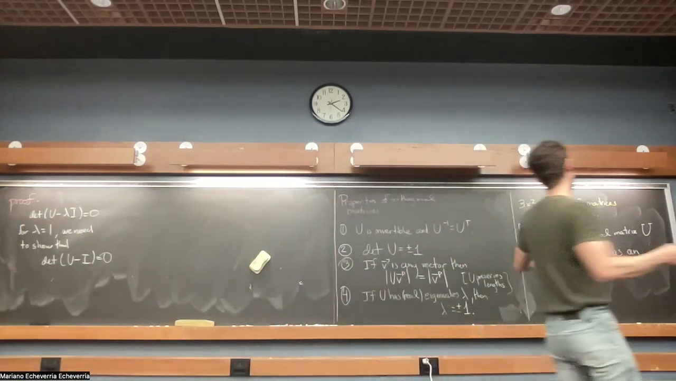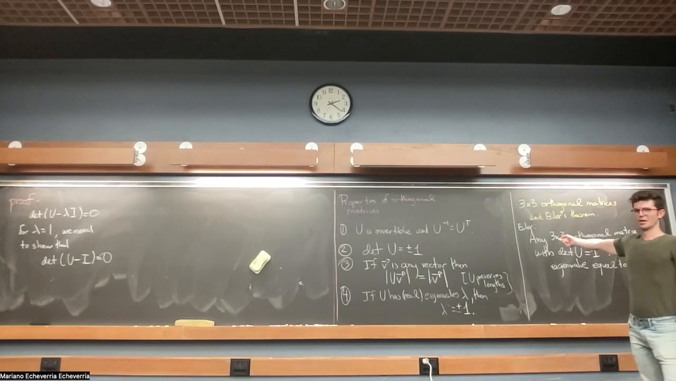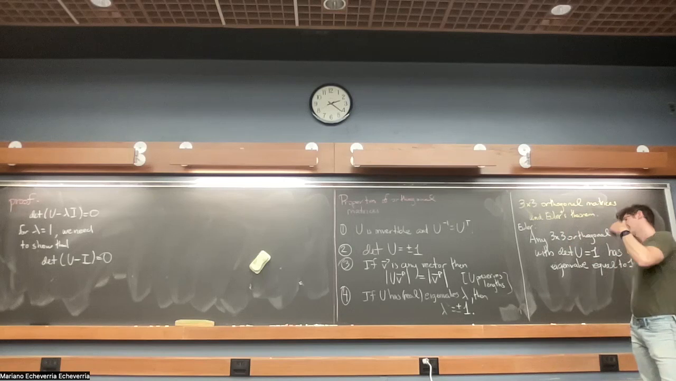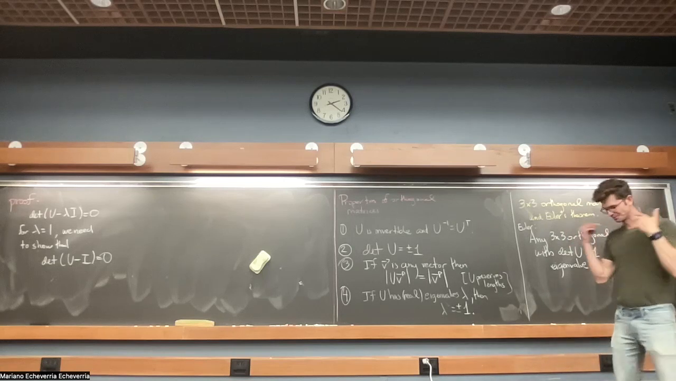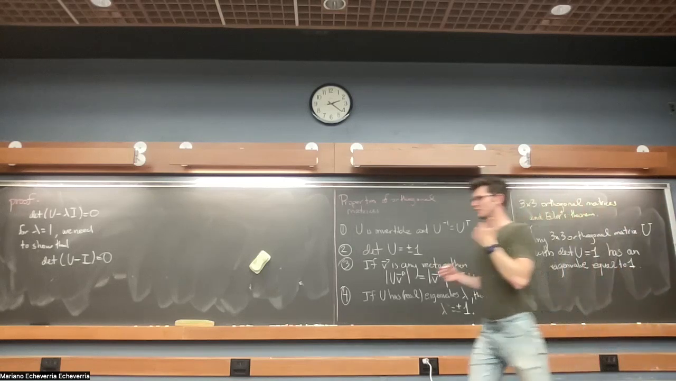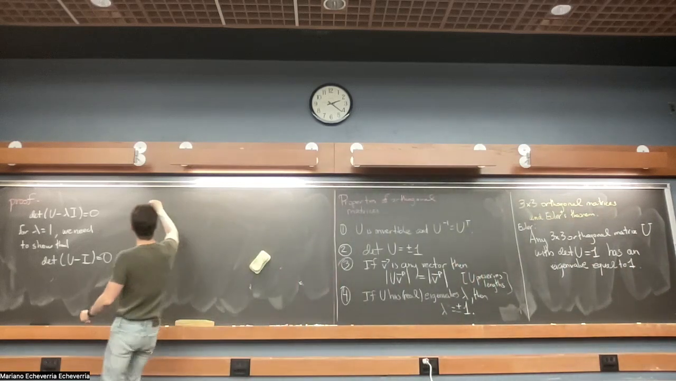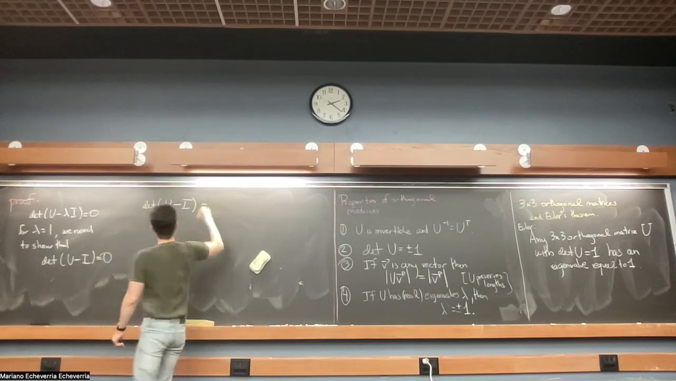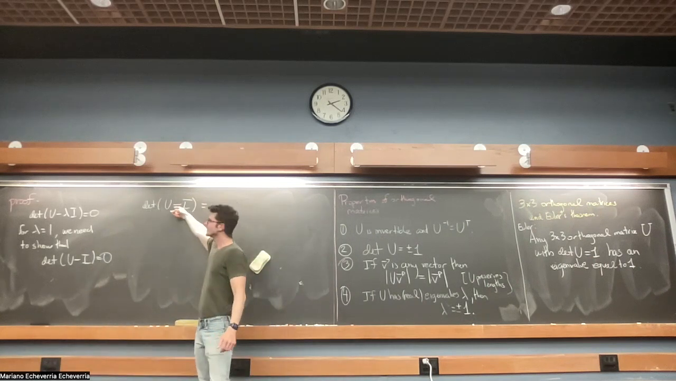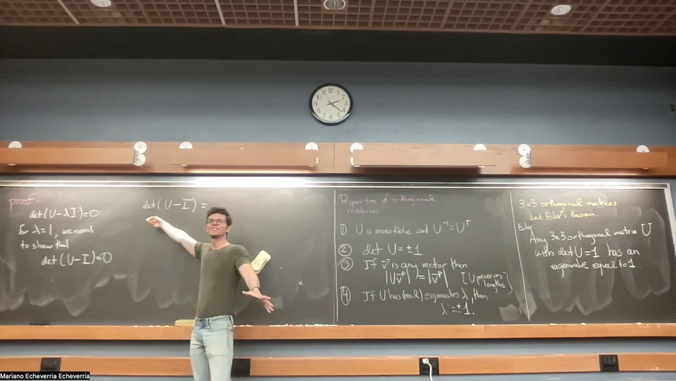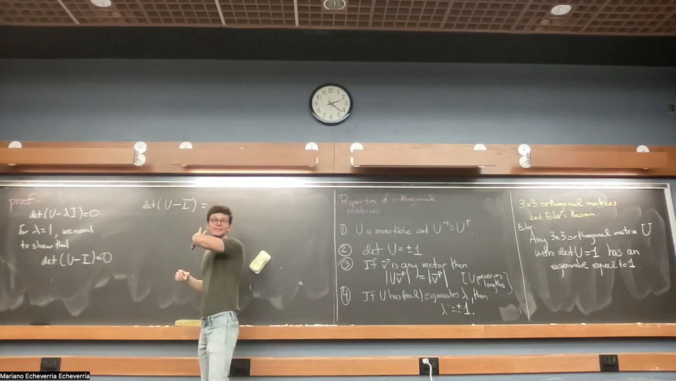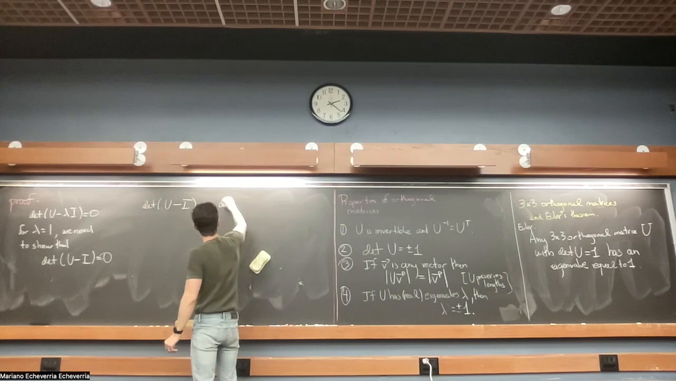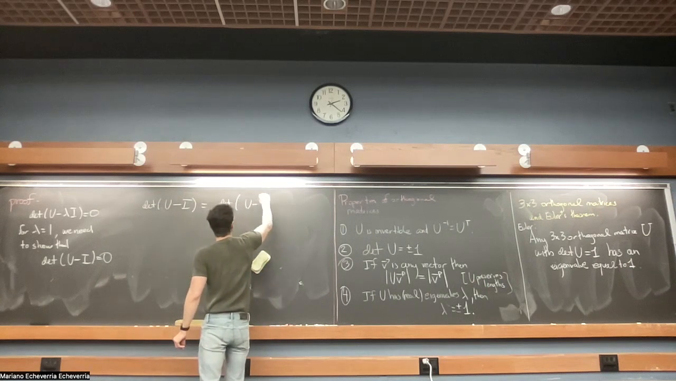You could try to do something similar to the 2 by 2 case, but it's a little bit more messy because the inverse of a 3 by 3 matrix is a lot more complicated. You won't find something too illuminating if you try to do the same. But you can do this trick. The determinant of a matrix is the same as the determinant of its transpose, right? So this is the same as the determinant of U minus I transpose.